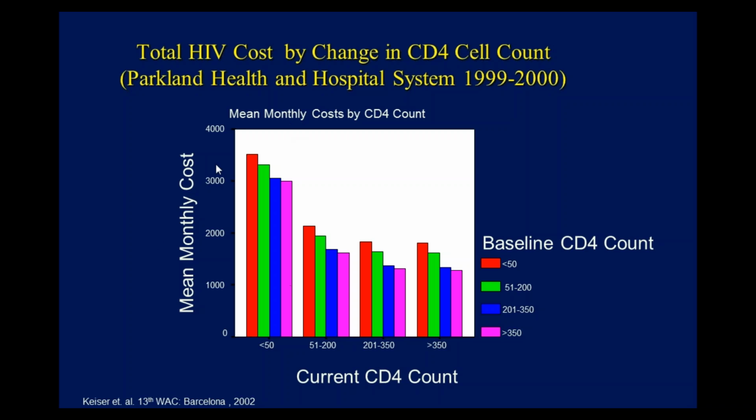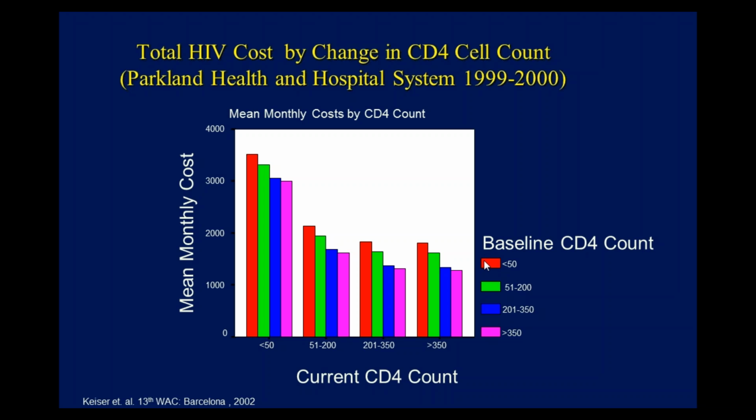It's also interesting that you save money by treating people. A lot of people never believe that. They kept asking, why are we spending so much money on these patients? And here's the answer. This is a study we did at Parkland. We looked at what the monthly cost was based on the CD4 count that they came in at, and then where their CD4 count went.